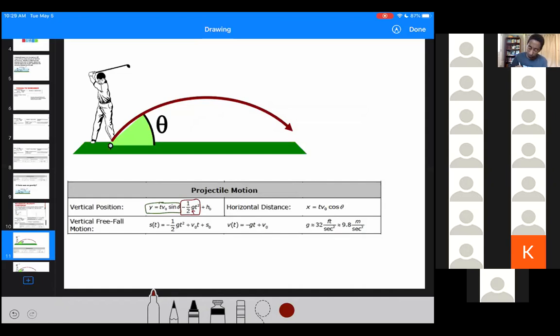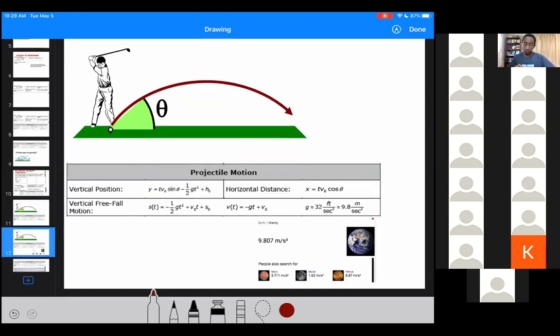So we have these two values here, depending on whether it's feet or meters. If the problem you're working with is in feet, then you would use 32 feet per second squared. On the Earth, gravity's acceleration due to gravity in meters is 9.8 meters per second squared. On other planets, it's different. There's different acceleration due to gravity, but we're always assuming we're on Earth, obviously.